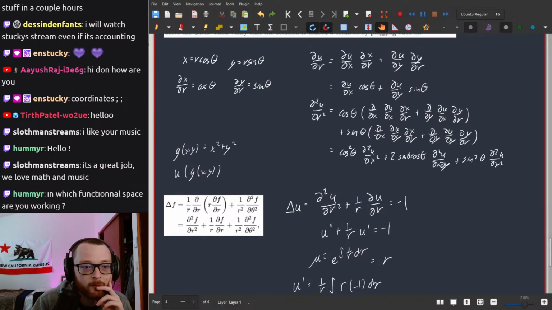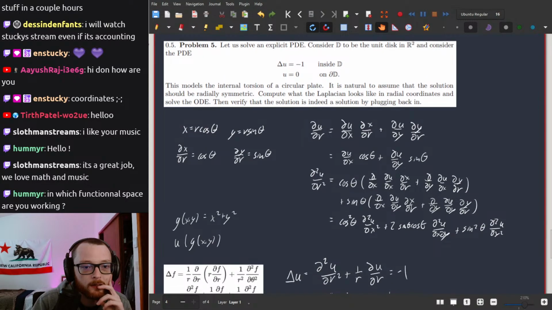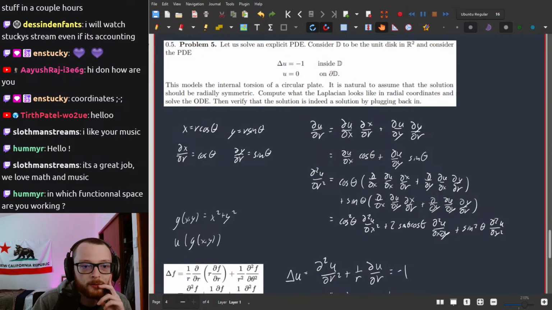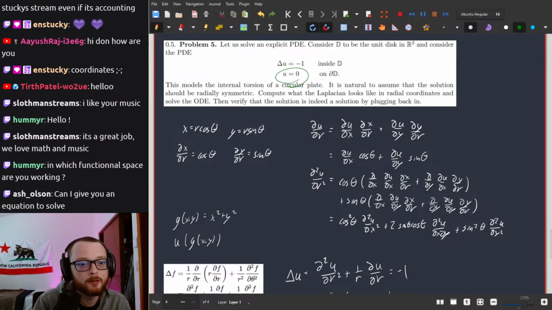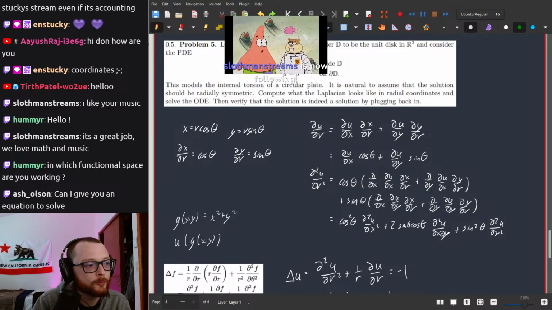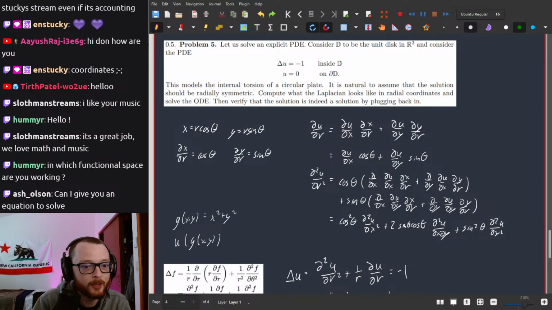Okay. Now we need to figure out, we only get one condition from this, don't we? We only know that U of 1 is 0. Ash Scholzen? Yeah, sure. In which functional space am I working? I couldn't tell you the answer to that question, Hummer. I don't know.